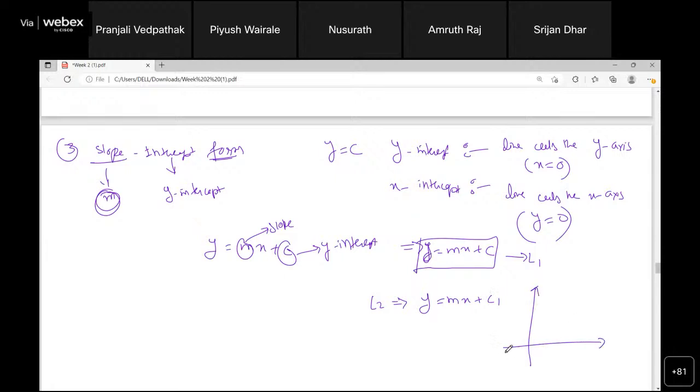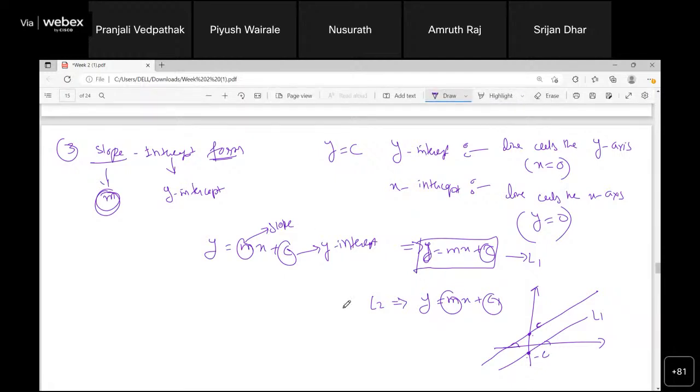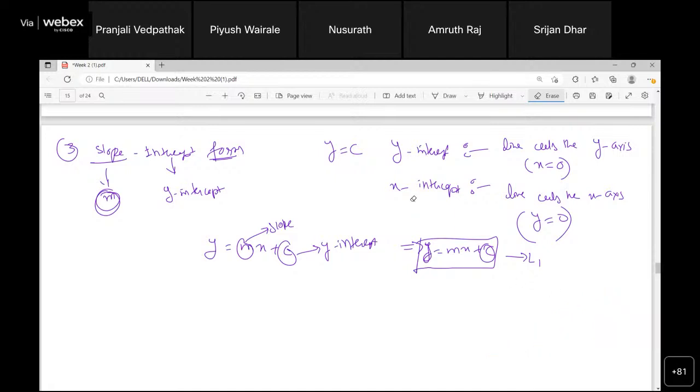Suppose this is my L1, and here it is negative. I am drawing one parallel line to this L1 like this, and here it is positive, right? But the slope is the same, right? m is the same, only my c value is getting changed. Then I can say these two lines are parallel. So the slopes are the same. This is for the slope intercept form. If I know the slope and the y-intercept, I can find out the equation of a line. But this is when I know the y-intercept. What if the x-intercept is given to me? In that case, suppose the x-intercept is d.